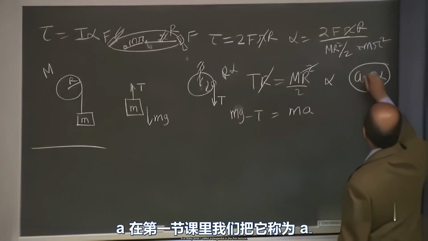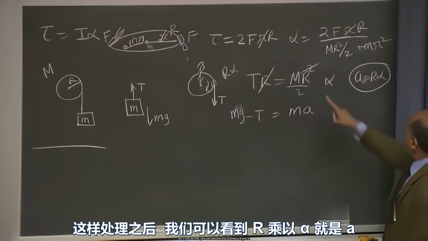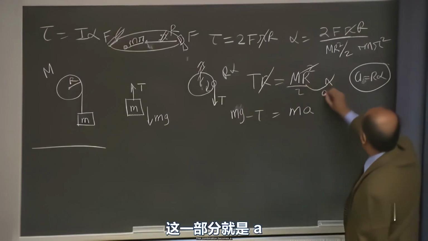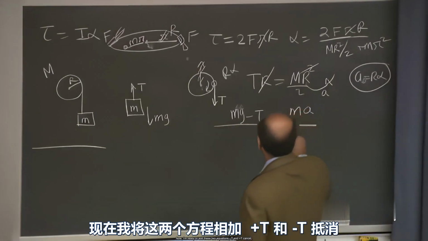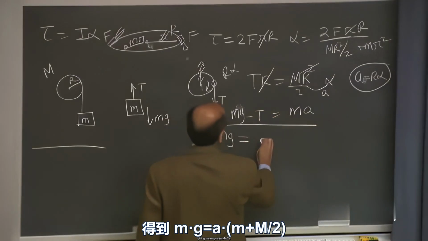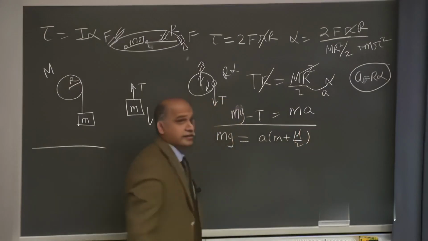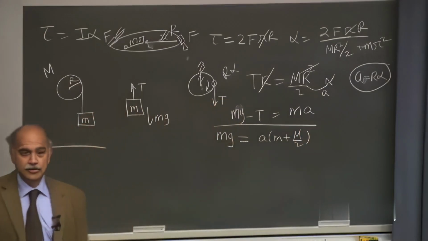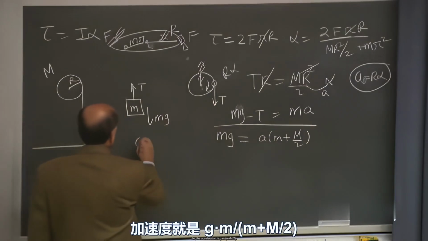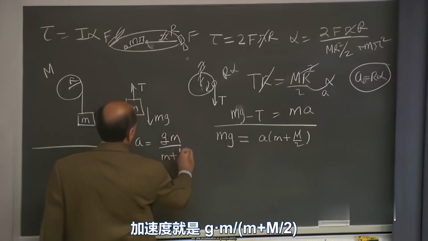A is really what I called A tangential in the first lecture. So if you do that, you can see that this r times alpha is just A. This combination becomes A. Now I'm ready to add these two equations. Minus T and plus T cancel, giving me mg equals A times (m plus M over 2). So we can get the acceleration. The acceleration is g m divided by (m plus M over 2).